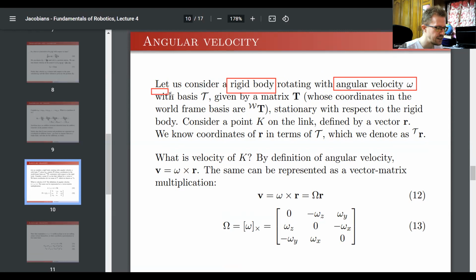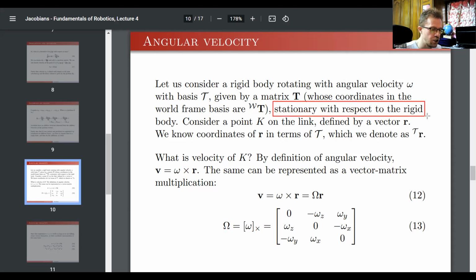There is a basis T attached to the rigid body. So this basis T is defined by matrix T, which we know through its coordinates in the world frame. So we know T sub omega. T is just three abstract vectors, but we know its coordinates as T in omega.